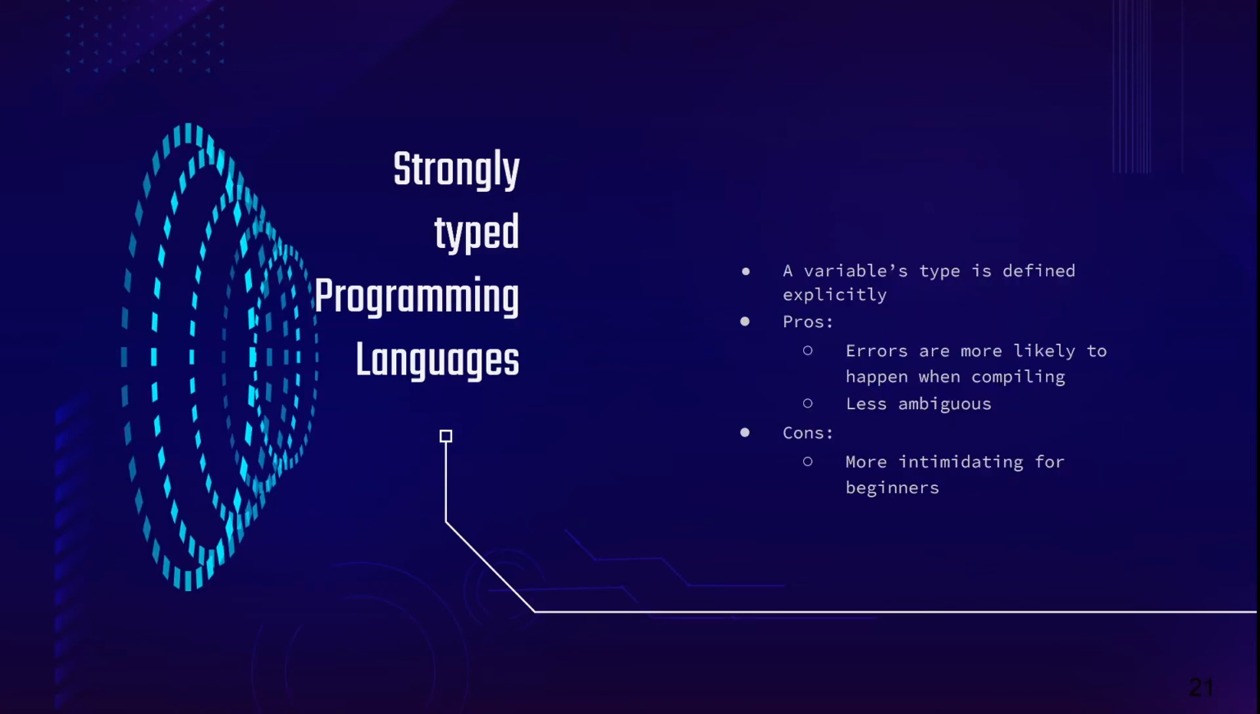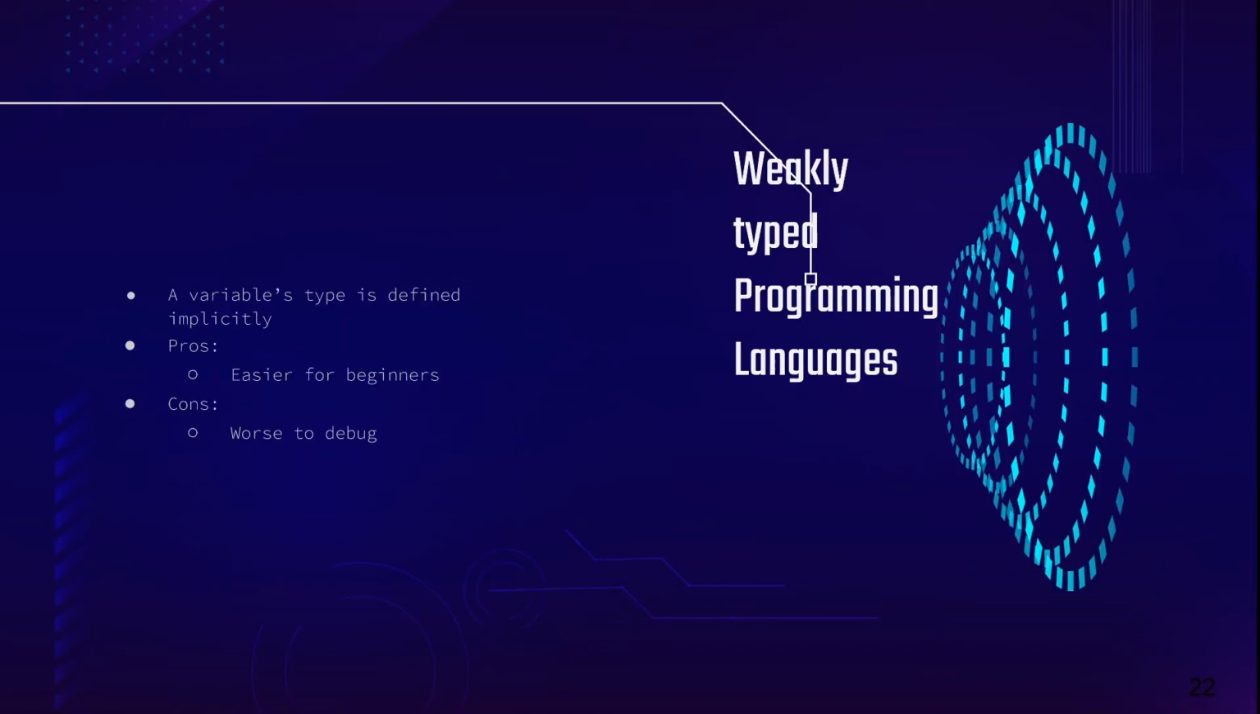Strongly typed programming languages. This is its own thing, separate from static versus dynamic typed. Strongly typed means that a variable's type is defined explicitly. Some of the pros are that errors are more likely to happen when it's compiling and it's less ambiguous, and some of the cons are that it's a little more intimidating for beginners. Not really that big of a con in all honesty. And weakly typed means that a variable's type is implicitly defined. Pros are that it's easier for beginners, cons are that it's way worse to debug.